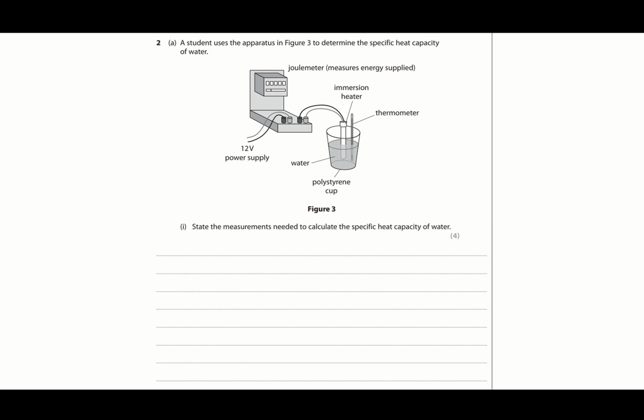Okay, so question 2, we've got a question around the specific heat capacity of water. And we'll look at what this means, and it tells us we've got a joule meter. So this is put in, that's the energy in. We're putting some electrical energy in. That's going to a heater to give us some heat energy, and then we're trapping that heat energy in water. And we know that the specific heat capacity of water is 4.2 joules per gram degree C.